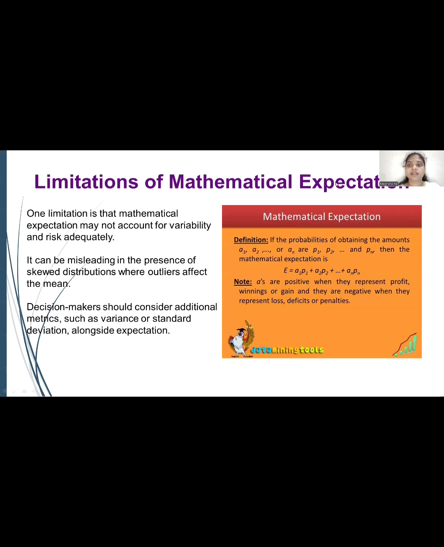Limitations of mathematical expectation. One limitation is that mathematical expectation may not account for variability and risk adequately. It can be misleading in the presence of skewed distributions where outliers affect the mean. Decision makers should consider additional metrics such as variance or standard deviation alongside expectation.